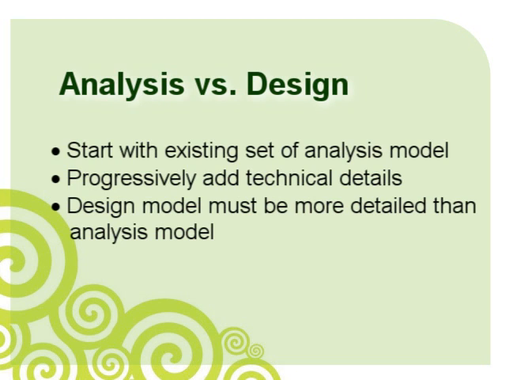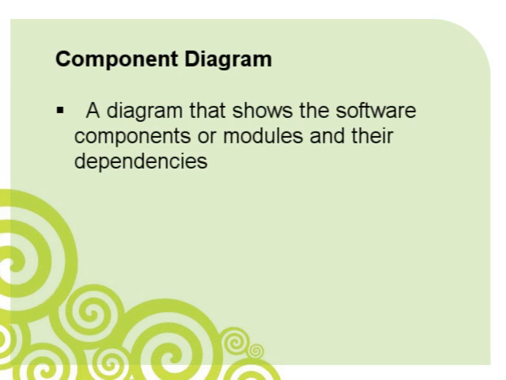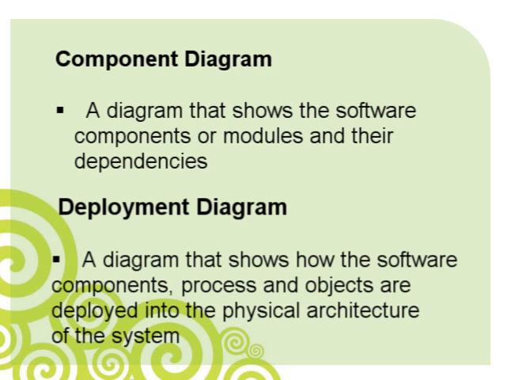Start with the existing set of analysis models. Progressively add technical details. The design model must be more detailed than the analysis model. Component diagram. The diagram that shows the software components or modules and their dependencies. And deployment diagram. The diagram that shows how the software components, processes and objects are deployed into the physical architecture of the system.